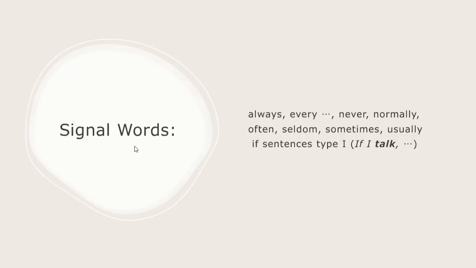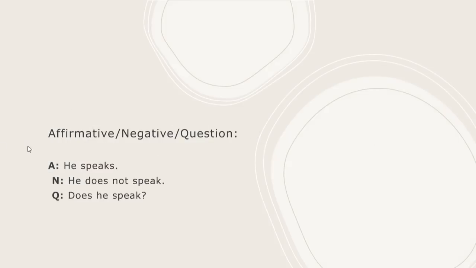Now, when we are talking about tense, of course, we need to know also about signal words or signs. Okay? For simple present, we have always, every, like every day, never, normally, often, seldom, sometimes, usually. If sentence type 1, like conditional type 1, like if I talk, you listen, right? Okay, now let's go to the example. Affirmative means positive. Affirmative: he speaks English very well, for example. He does not speak Chinese. Does he speak English? Right?